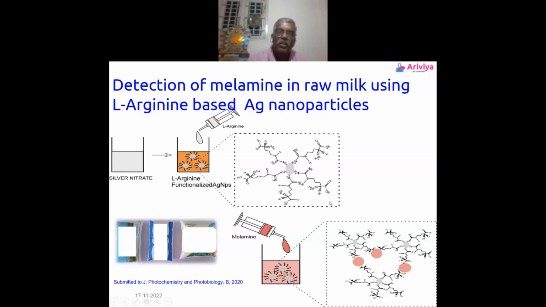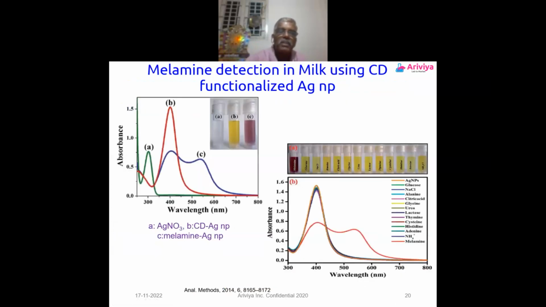Some more reports have been published by other groups. They used cyclodextrin functionalized silver nanoparticles for melamine detection. In the same way, when you have these noble nanometals, you can certainly prepare some color sensors, as I discussed before.